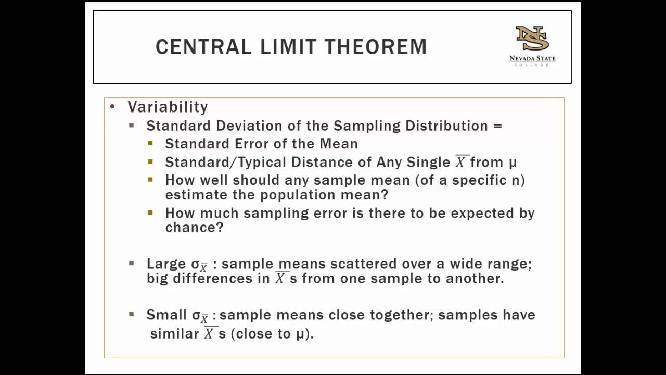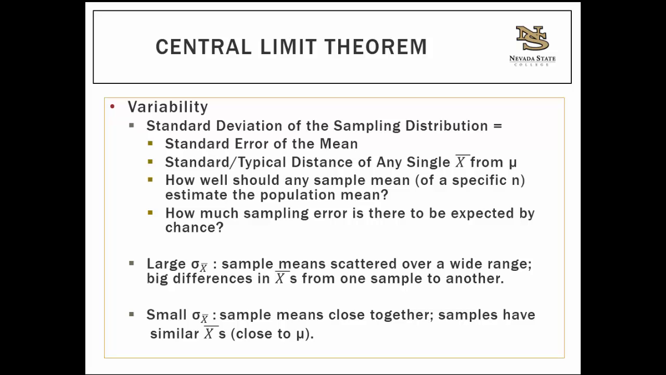Now for variability. The central limit theorem also talks about the variability of the sampling distribution. Remember, the variability that we use for the sampling distribution is the standard error, and the standard error is equal to the standard deviation of the sampling distribution. The standard error tells you the standard or typical distance of any single sample mean from the population mean. It tells you how well any sample mean of a specific sample size should estimate the population mean. It tells you essentially how much sampling error there is to be expected by chance.